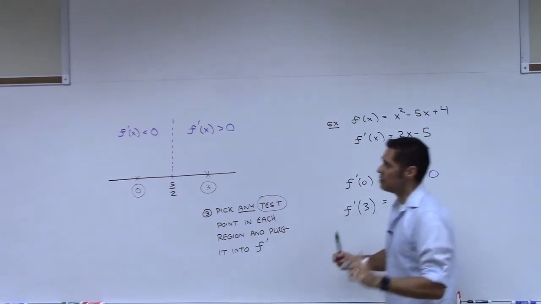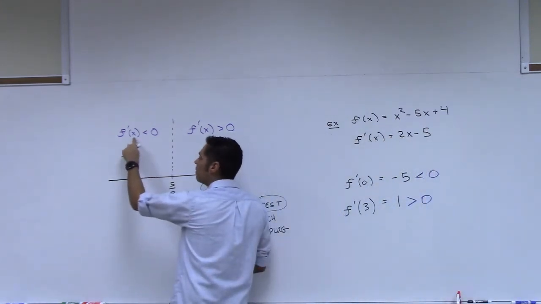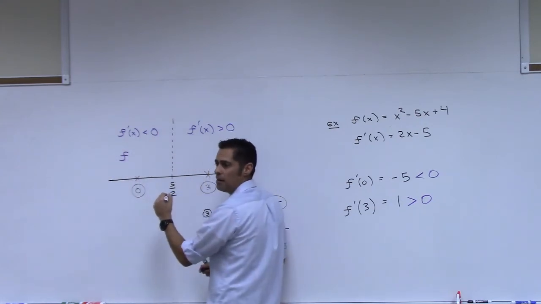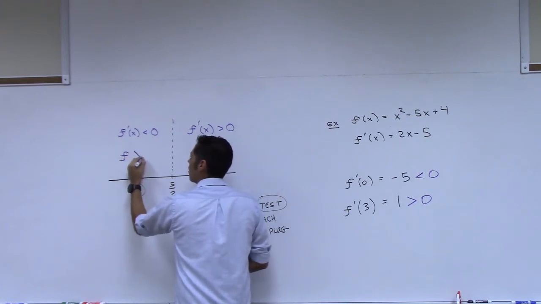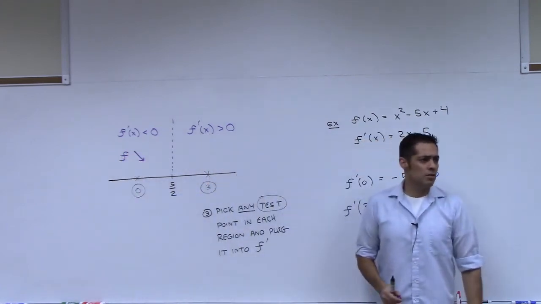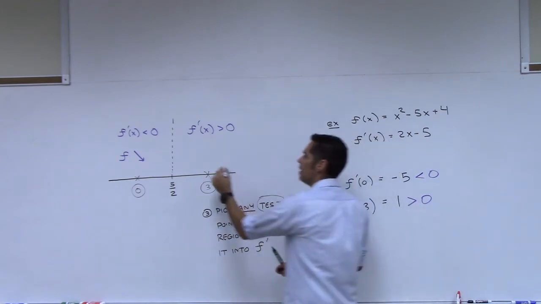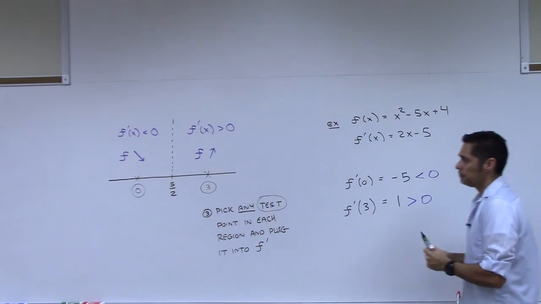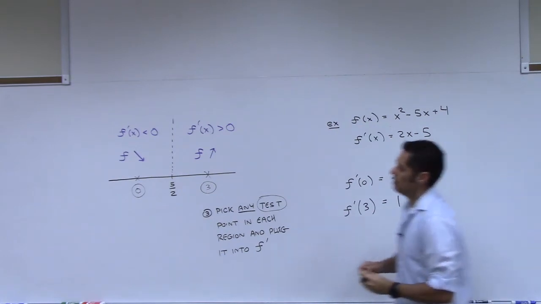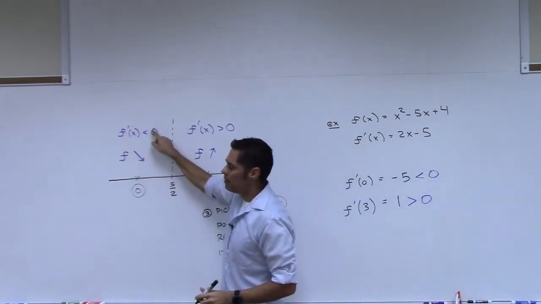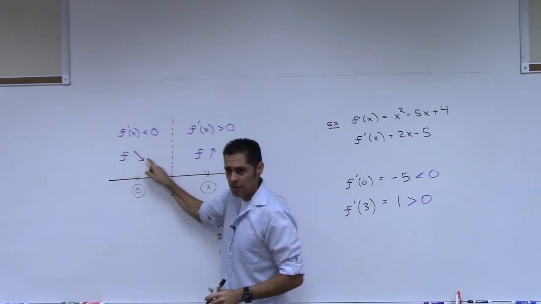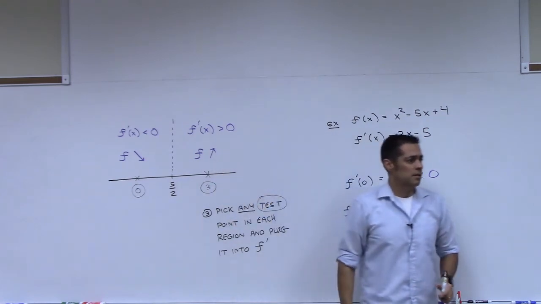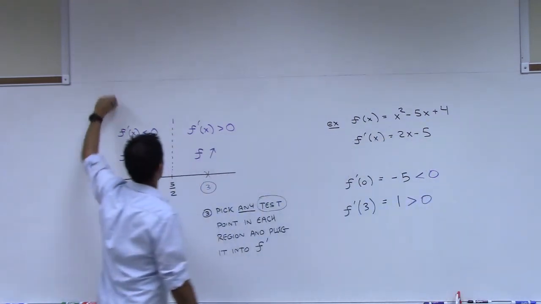That means if the derivative is negative, the original function is going down, right? So how am I going to say that? I'm going to use a little arrow like that to mean the original function's going down. And over here, the derivative being positive means the original function is going up. If your derivative is negative, the original function is decreasing. If your derivative is positive, your original function is increasing. That means it's going to look something like this, isn't it?